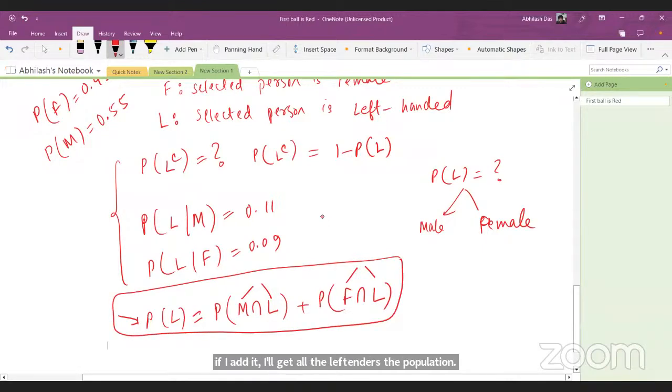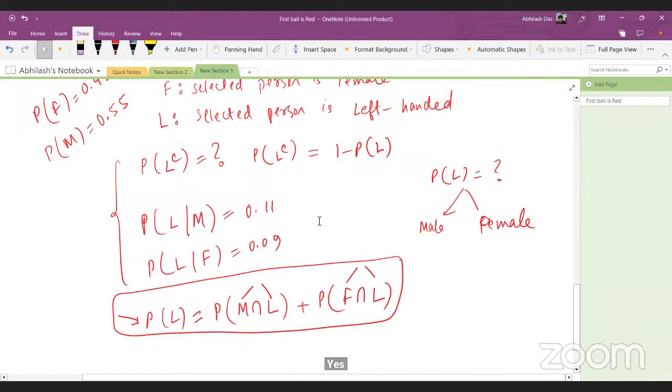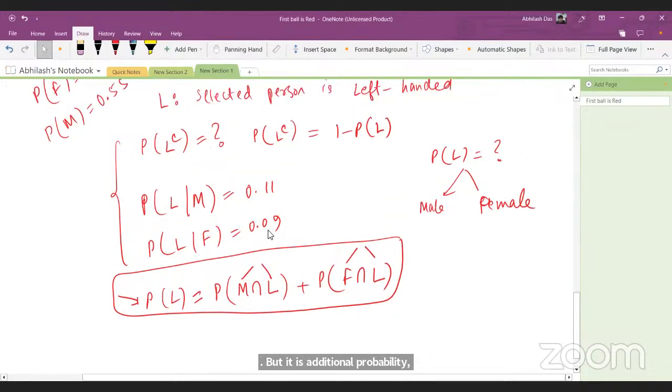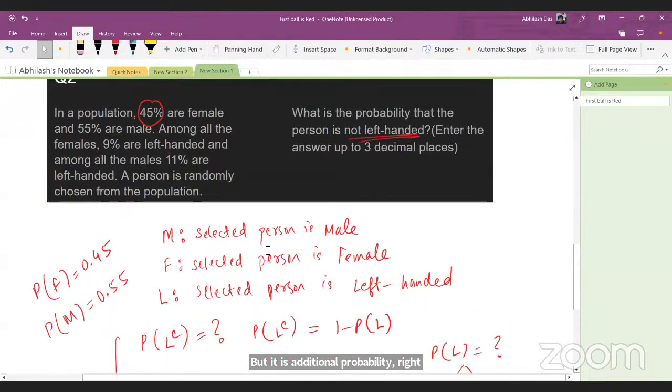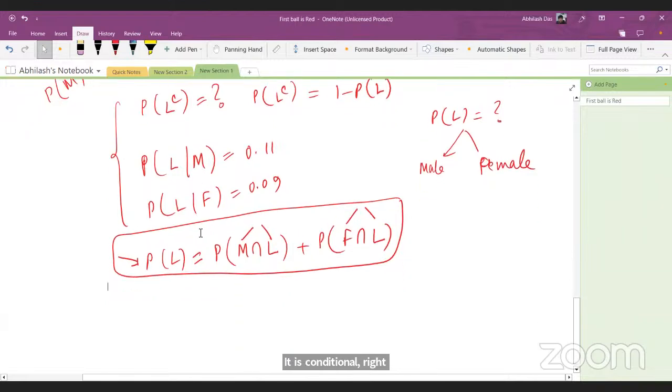Sir, if we add 9% and 11%, then it is also the left-handed person. Okay, you're saying if I add these two? Yes, sir. But it is conditional probability, right? It is conditional, right? So did you understand this line?